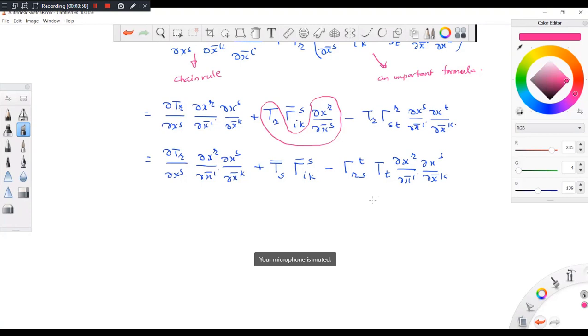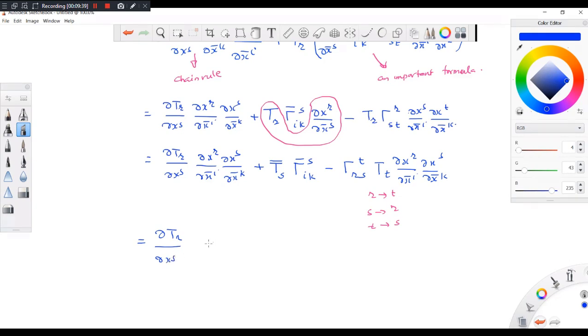So what I did here is I just changed r to t, then s to r, and then t to s. All these are dummy indices, so I can interchange them, there is no problem. And one more step I would like to write. This is equal to del T r by del x s.